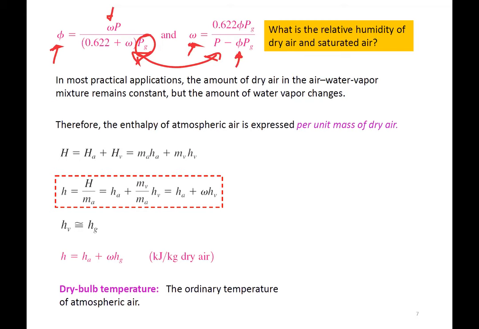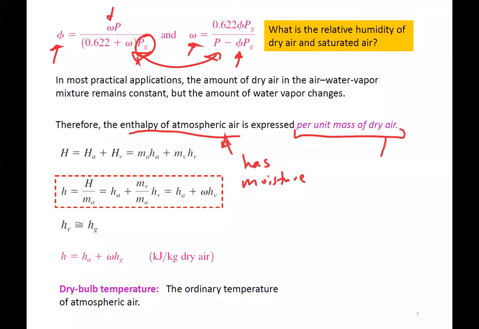All right, so humidity, so the enthalpy, right, is one of the most important concepts for you to get, because it's a little different, and this is where I see a lot of mistakes. You'll see it here, we create an enthalpy of the atmospheric air, which has moisture, but we make it per kilogram of dry air. So when we say kilojoules per kilogram, it's per kilogram of dry air, even though this kilojoules has dry air and water vapor.